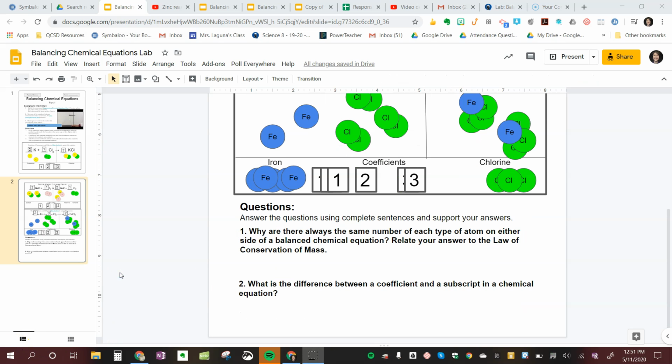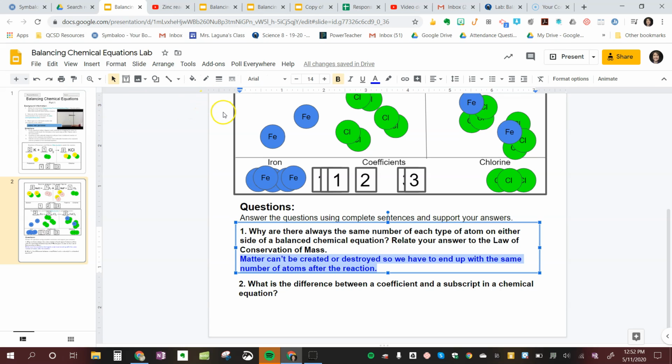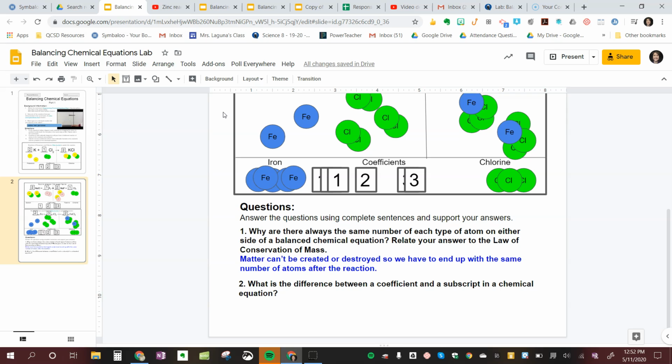Now let's check your answers to your questions, Angelina. Why are there always the same number of each type of atom on either side of a balanced chemical equation? Relate your answer to the law of conservation of mass. So the law of conservation of mass says that matter cannot be destroyed or created. So that would be my answer. Okay, so we have to end up with the same number of atoms after the reaction. Yeah, you can't just pull new ones out of the sky. They have to come from somewhere. Correct.